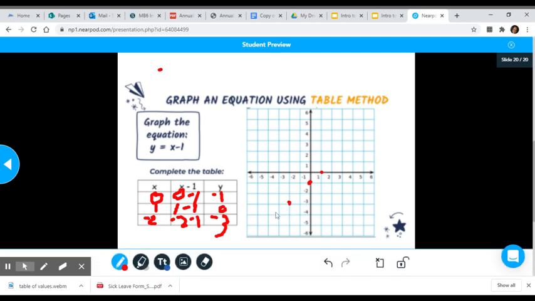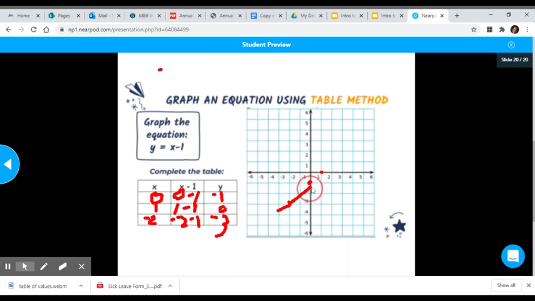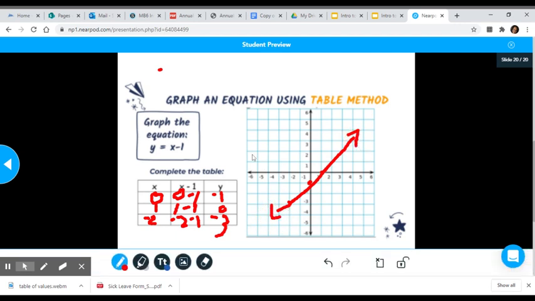Now I have 3 points. You always want to have at least 3 points. You can do 4 for good measure, but you always want at least 3. And then you can connect your points to the best of your ability. And there we have our line. So that's using the table method.